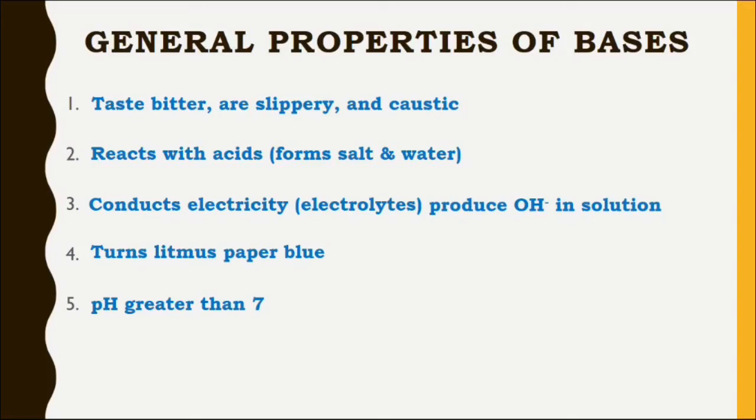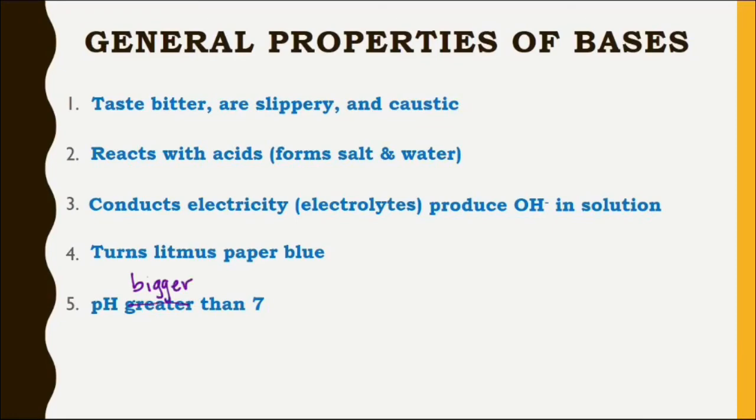Bases, just like acids, are electrolytes. They all conduct electricity because they produce ions in solution. It's just that our base ion is the OH, hydroxide ion, when it goes into solution. If we dip litmus paper in bases, then it tends to turn blue, and bases tend to have a pH greater than 7, or I actually like to think of this as a pH that is bigger than 7.